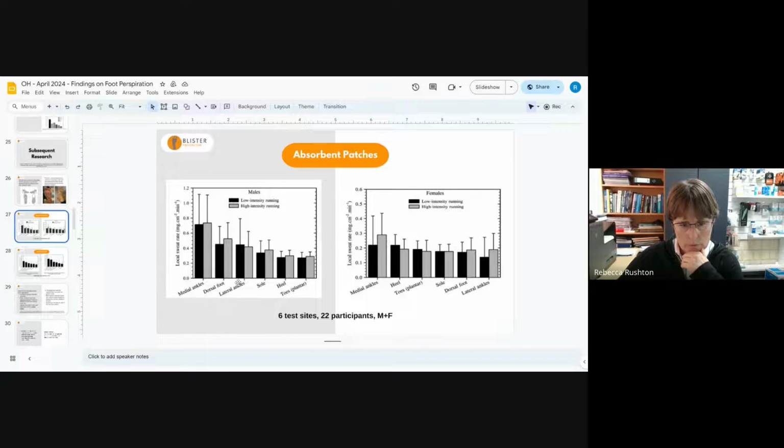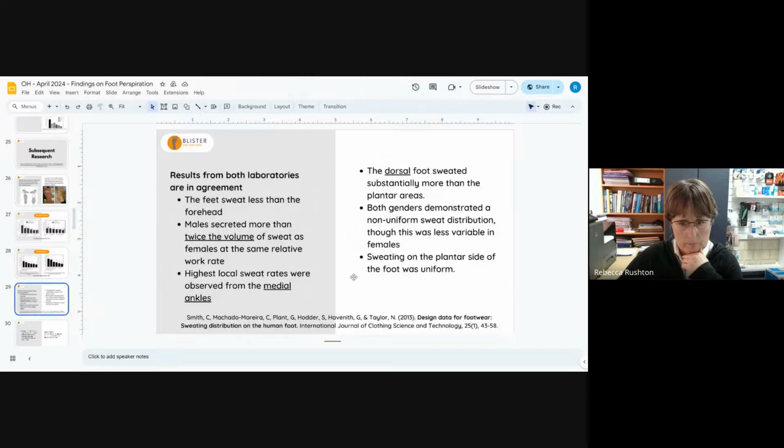And then dorsal foot, lateral ankle, dorsal foot, lateral ankles. So these are kind of similar, but definitely with women, it was more uniform. The dorsal foot sweated substantially more than the plantar areas. Both genders demonstrated a non-uniform sweat distribution, though it was less variable in females. And sweating on the plantar side of the foot was actually quite uniform.